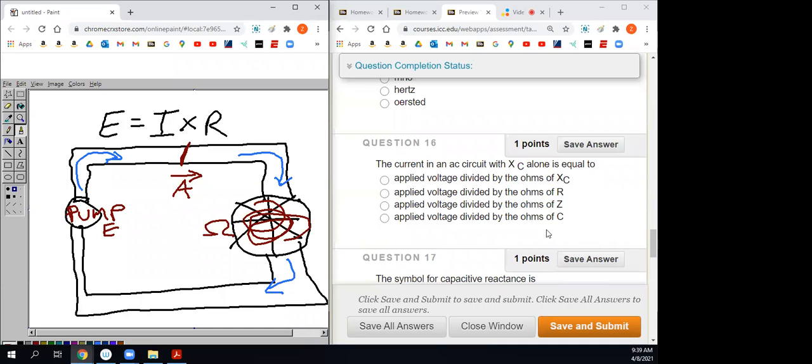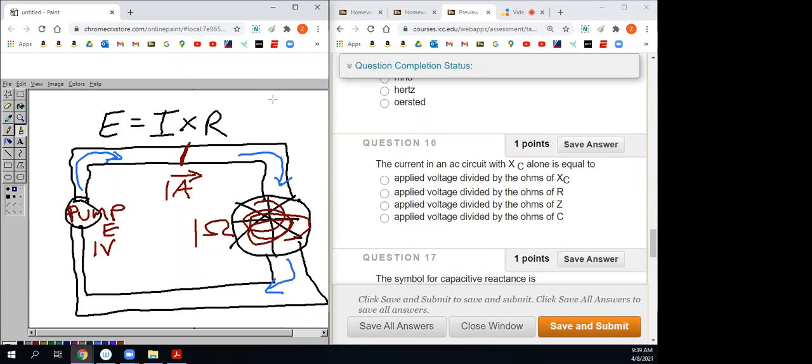I can't remember now why we did this. Oh, because of Ohm's law. E, voltage, equals current times resistance. The way to measure this is to say it takes 1 volt to push 1 amp through 1 ohm of resistance. So how many volts would it take to push 10 amps through 10 ohms of resistance? 10 volts. It would take a higher force.